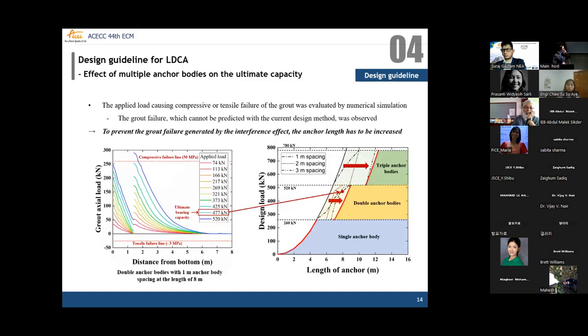In order to evaluate the effect of multiple anchor bodies on ultimate bearing capacity, I performed a series of numerical simulations again, and the applied load causing a compressive or tensile failure of the grout was evaluated. And as you can see, the grout failure, which cannot be predicted with the current design method, was observed. Therefore, to prevent the grout failure caused by the interference effects, the anchor length should be increased.